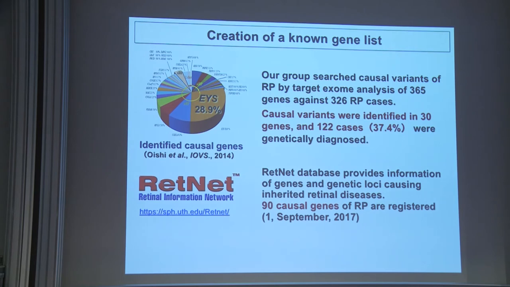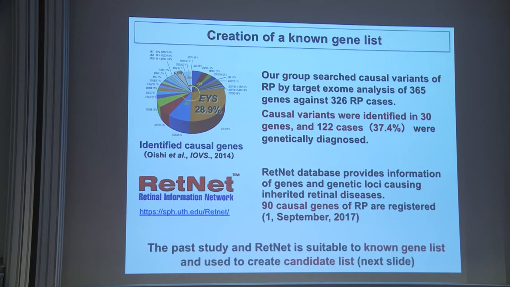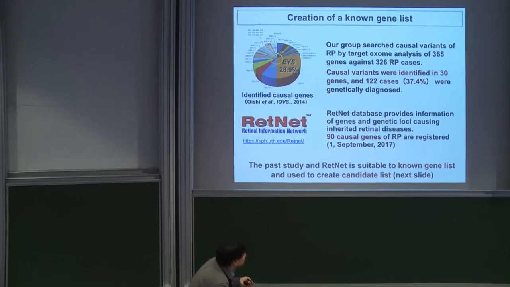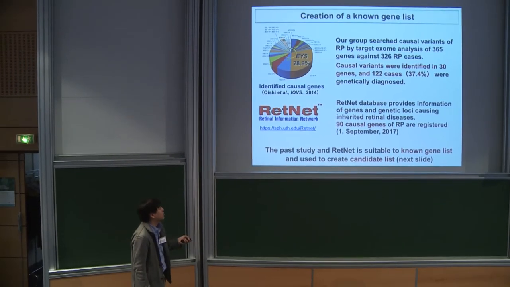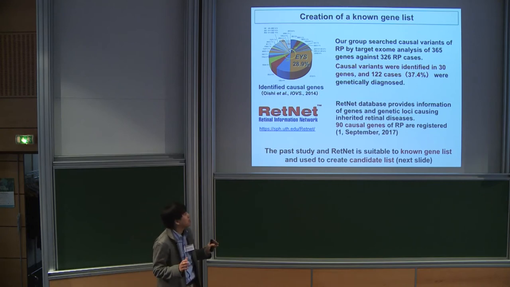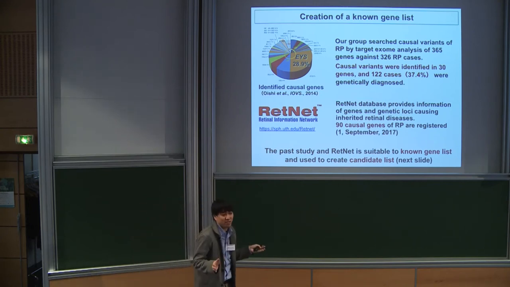Several years ago, our group searched for the causal variants of retinitis pigmentosa by targeted exome analysis of 365 genes against 326 RP patients. And we detected the causal variant in 30 genes, and 122 cases, corresponding to 37.4%, were genetically diagnosed.